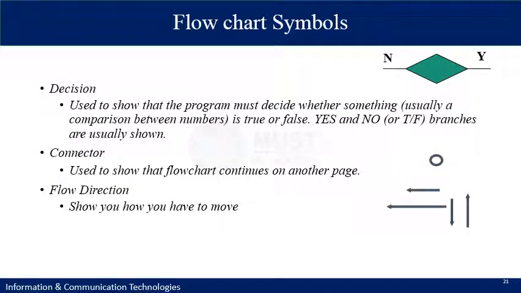If you want to take a decision such as a condition or a repetition, a diamond shape symbol is used. It is used to show that the program must decide whether something, usually a comparison between numbers, is true or false, yes or no, and these branches execute based on the result of the conditions. You can use connectors to connect between the pages. These are the connectors, and you can use the flow direction to show how your code is moving from one point to another.